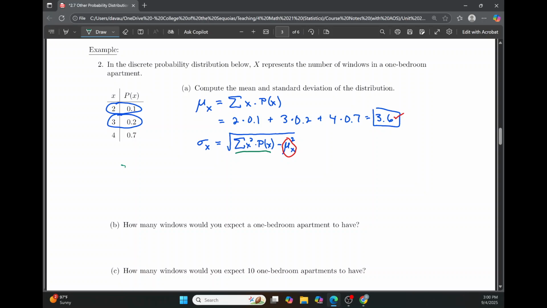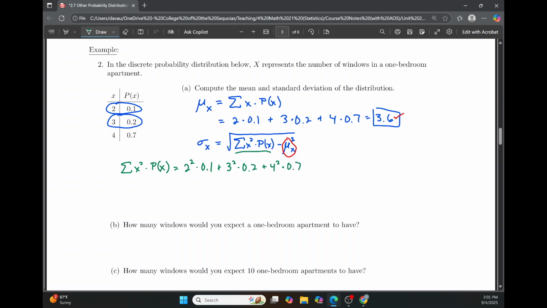So the sum of x squared times p of x. What this means is we're going to square all of the possible values that x can take on and then multiply those by their corresponding probabilities. So it's going to be 2 squared times 0.1 plus 3 squared times 0.2 plus 4 squared times 0.7.